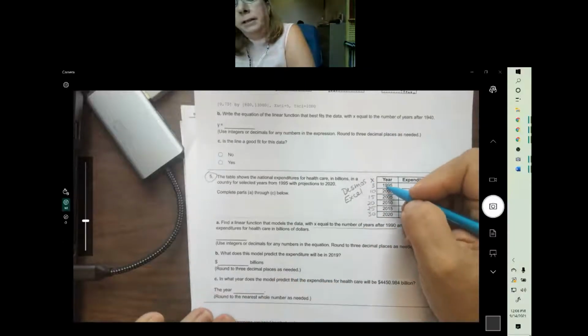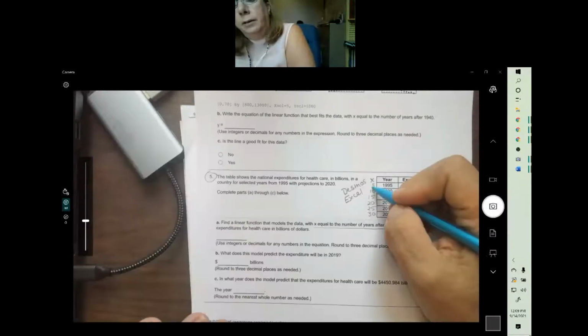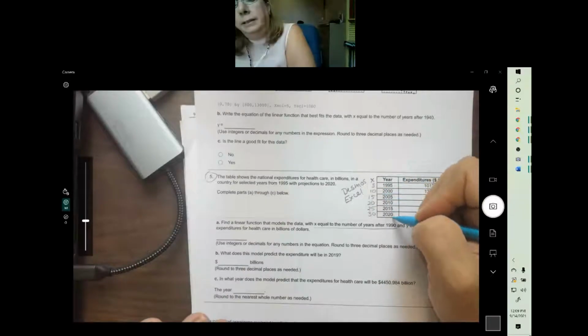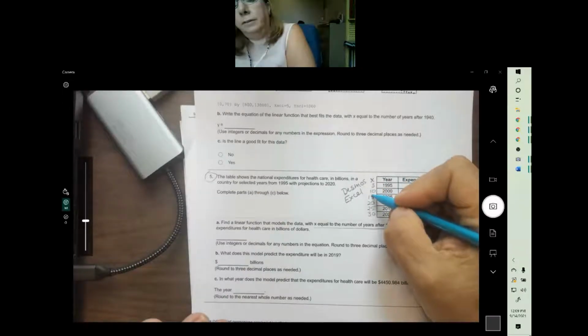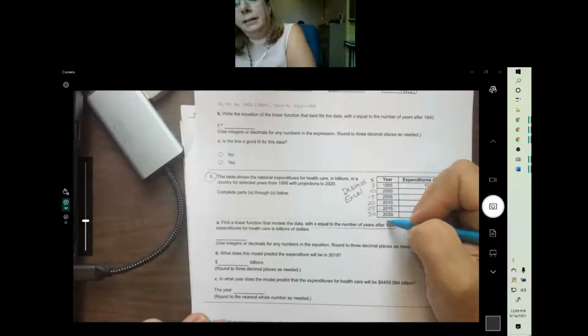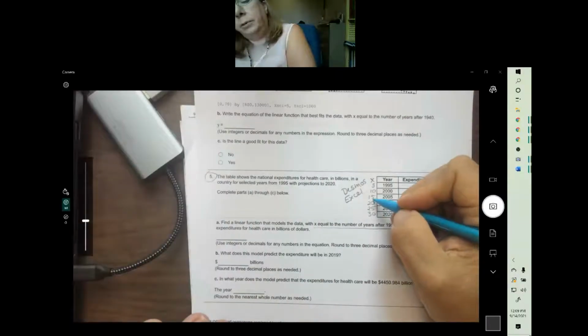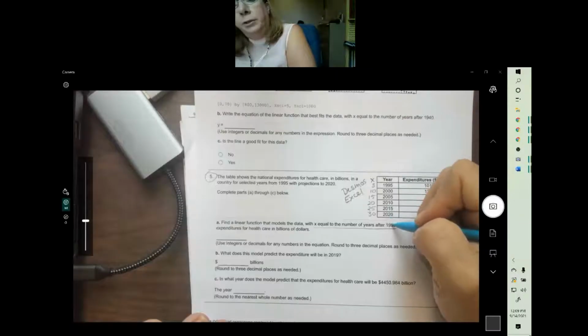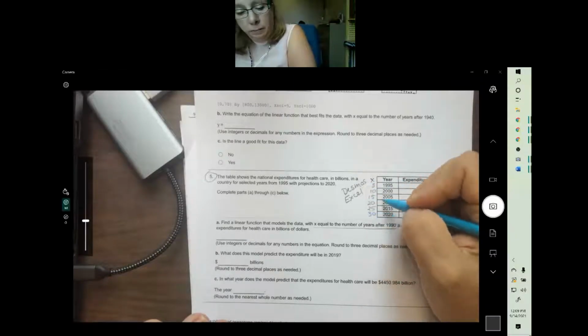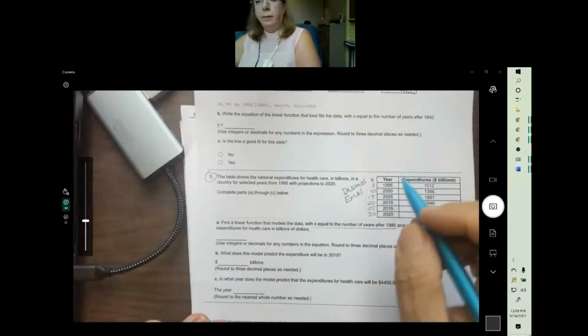So 1995 minus 1990 is 5. 2000 minus 1990 is 10. 2005 minus 1990 is 15. So you need to subtract this from each one to find your X value. You don't want to use the years.